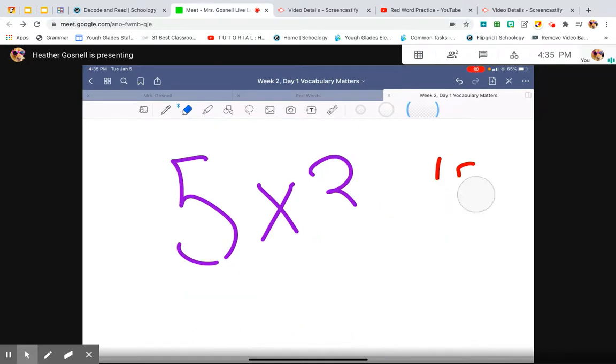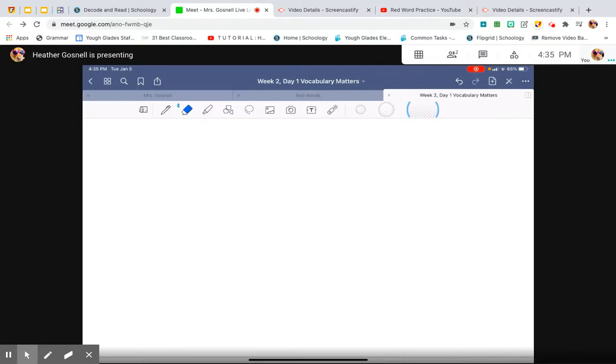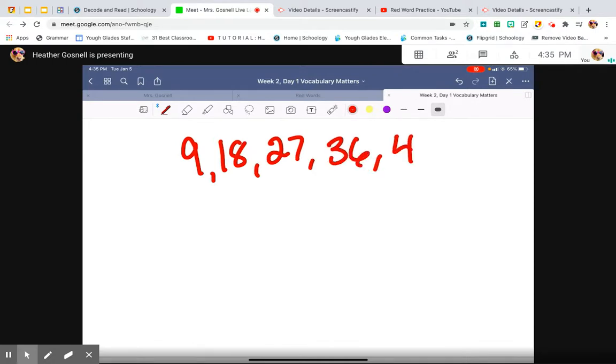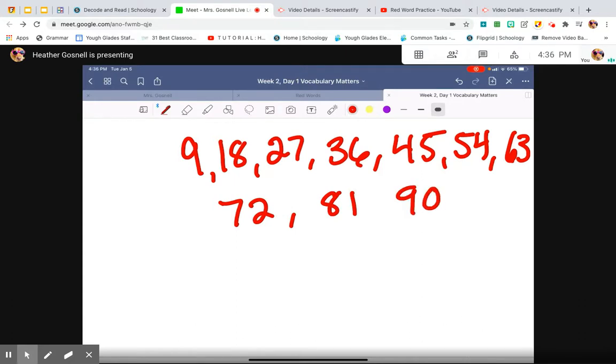Moving right along to our 9s. Oh, I love the 9s. They're my favorite. 9, 18, 27, 36, 45, 54, 63, 72, 81, 90. I can count by 9s easily. So don't give up on me. These are all the multiples of 9 up to 10.